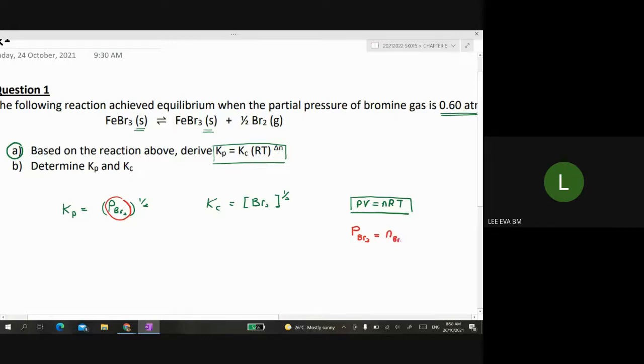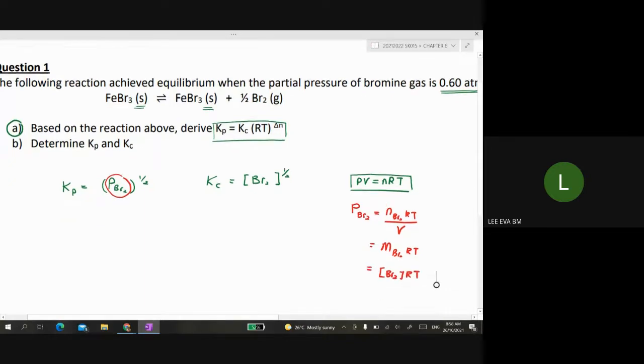Number of mole of bromine, RT, and then volume. So N over V gives you the concentration. And then we try to convert into the square bracket. Not convert lah because they are the same thing. Cuma tukar simbol sahaja. Okay, RT. So now you see we have the PBr2 equals to concentration of bromine, RT. And we are going to substitute inside the brackets over here.